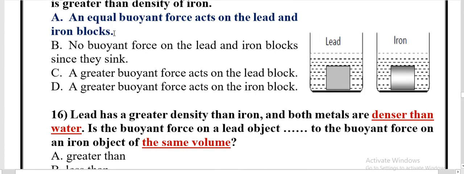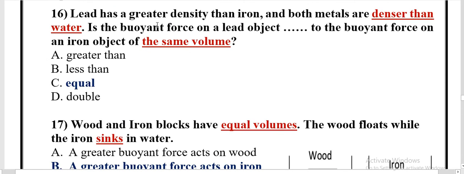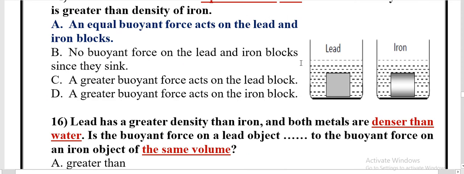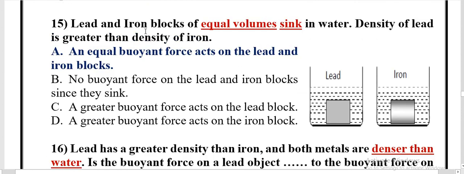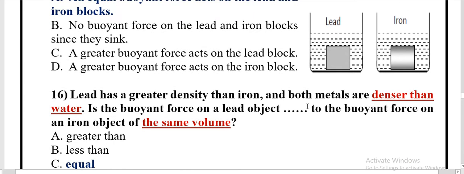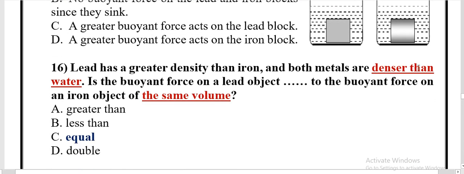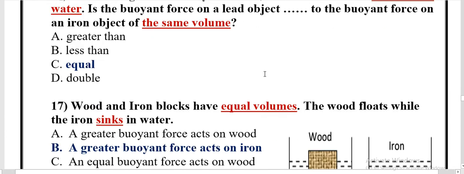Question number 16. Lead has a greater density than iron, and both metals are denser than water. The buoyant force on the objects is the same here as before, but the key words here are that they are denser than water. Denser than water means that the total volume of the object is immersed in water. So the buoyant force is equal for the two objects.